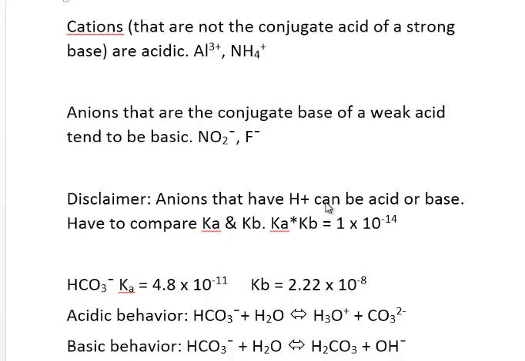So anions that have an acidic proton, we have to do a little extra work to figure out if that anion is going to be an acid or a base. If there's no acidic proton and it's not the conjugate base of a strong acid, then it's going to be basic. However, if it has that proton, then we've got to do a little bit more work to figure out which of the two behaviors is going to be favored. The acidic behavior, where it donates a proton to water, or the basic behavior, where it accepts a proton from water to form hydroxide.